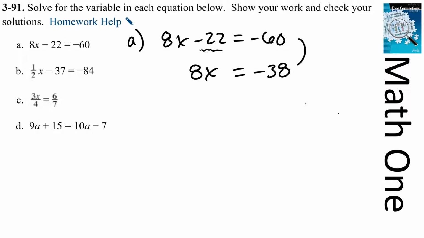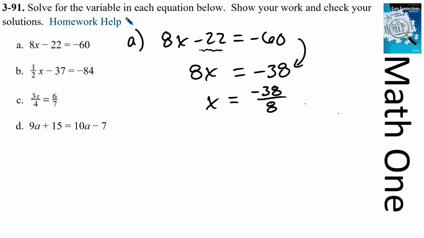So again, as I move from here, what am I doing? Adding 22 to both sides of the equation. The next thing I'm going to do is take both sides and divide by 8. So x is equal to negative 38 over 8, and honestly, that's a simple, honest answer. That's truthful, right?